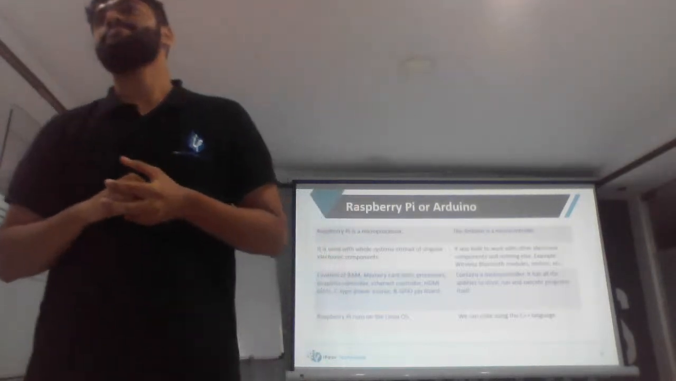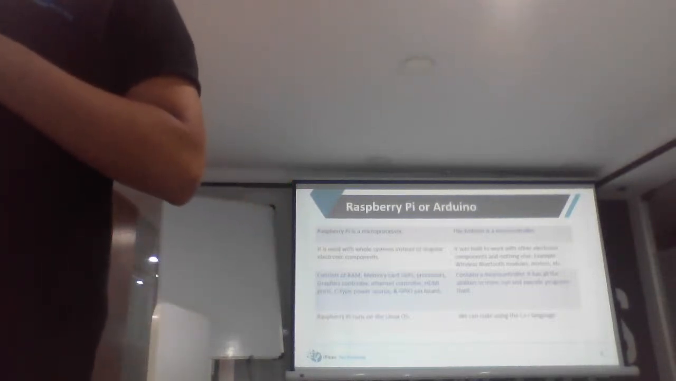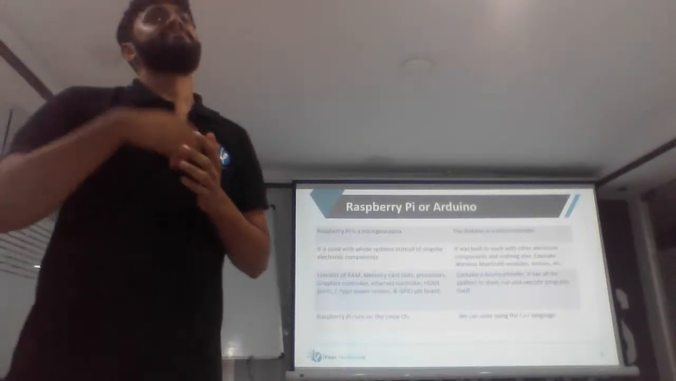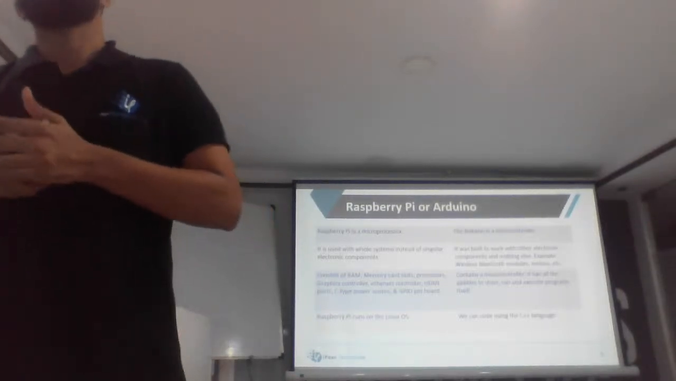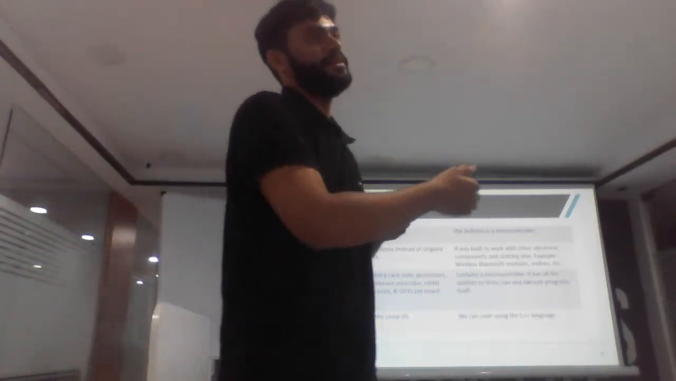Yes, sir. Question: what is the hardware comparison between these two? Okay. Is one more powerful than the other? Memory, processing. Yeah. So the Raspberry Pi is actually very powerful compared to the Arduino, right? It also consumes a lot of power.